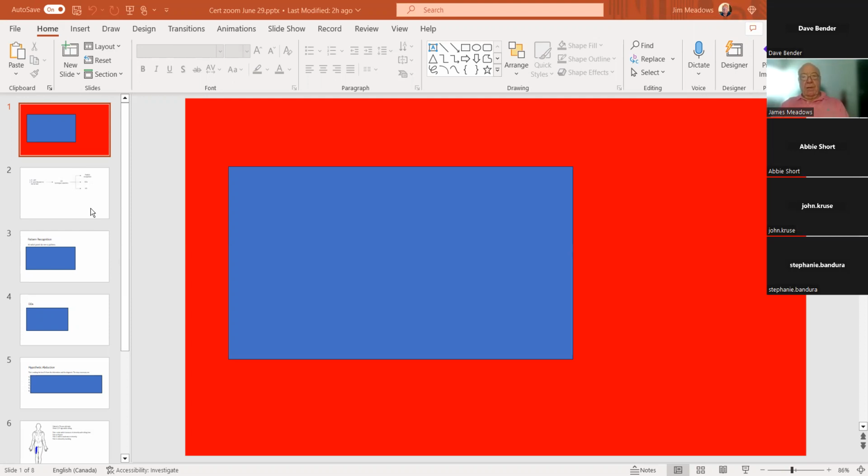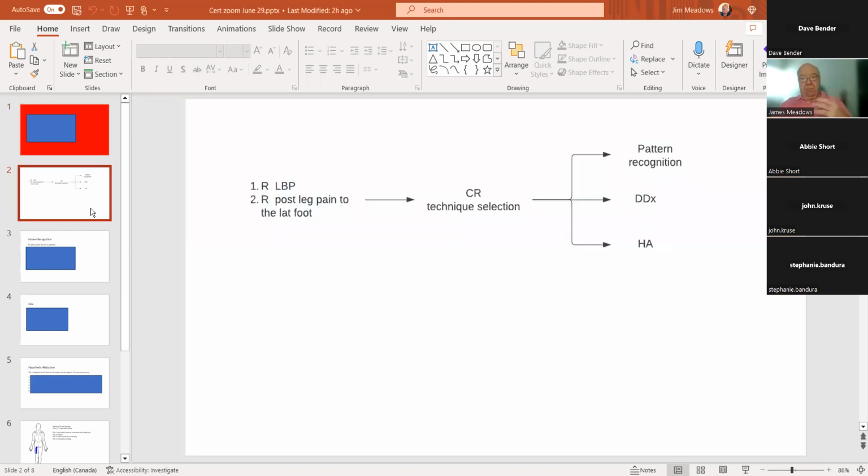Thank you. Okay, so I alluded to this last time about selection of technique and the way you can do it. So we've got pattern recognition, differential diagnosis, and hypothetico-deduction in one of a couple of different forms. So these are basically it. I can't think of any others that are particularly useful for us.